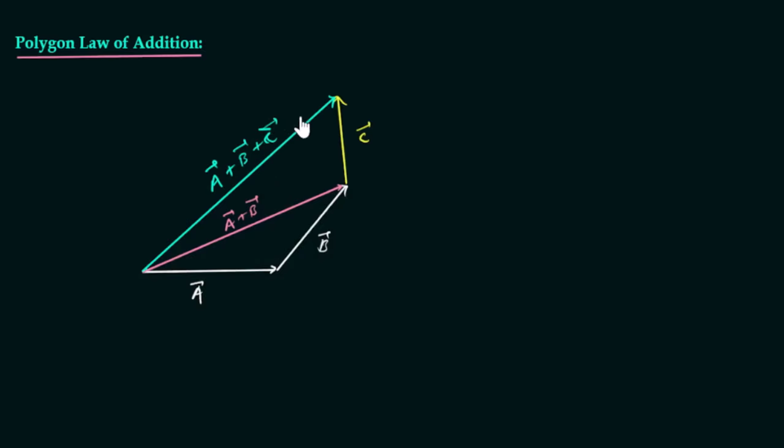Now if I have another, fourth vector here, the tail of this vector A plus B plus C is now connected to the head of this fourth vector, which is D. This will be A plus B plus C plus D. Such a law of addition is known as the polygon law of addition.